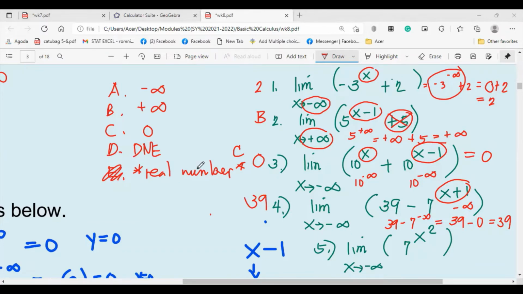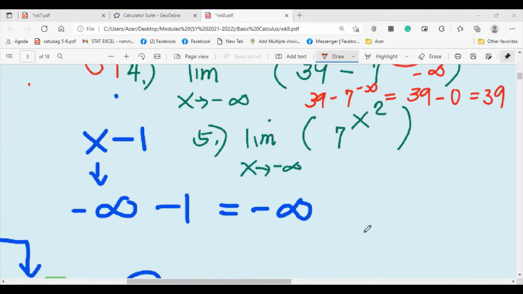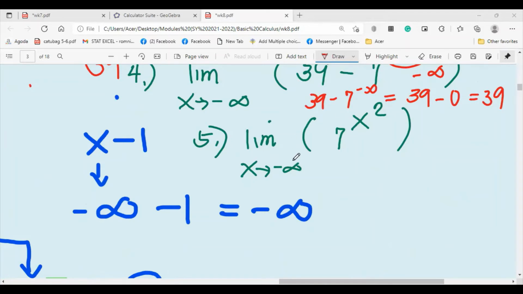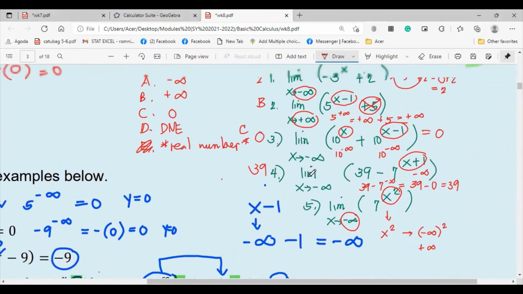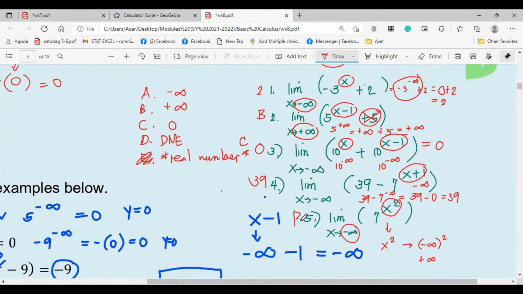Okay, now let's have number 5. Number 5, you might be deceived. Baka ma-deceive kayo. Nakita mo kasi itong negative infinity, baka kala mo 0 ito. Tandaan mo, this is x squared. So when x keeps on increasing, hindi ganito ang itsura niya. O x keeps on increasing, ano magagyari kay x squared? Magiging positive infinity. So the answer for number 5 is positive infinity. Letter B.